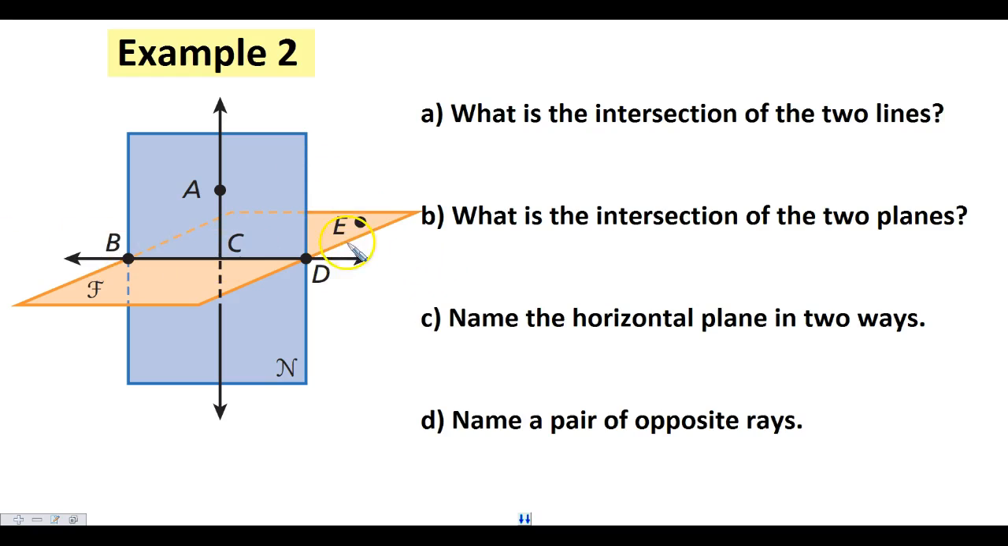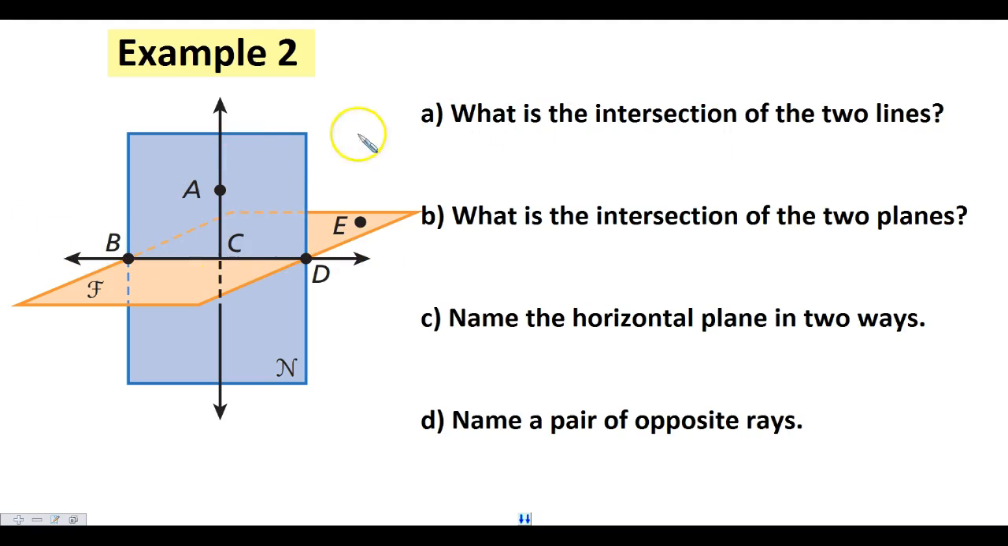Now what's important to see here is that when you start seeing dotted lines, that means that part is hidden behind something else. So like back here, this back side of the plane is hidden behind the vertical one. It's to help you see the three-dimensional aspect of your picture. So this line is running along this blue plane, running vertically. This line is running horizontally.